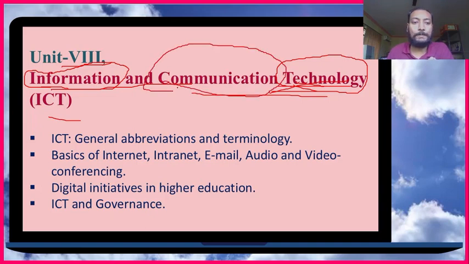For our UGC NET syllabus, there are 4 main points. A very small syllabus, but we need to look at it very deeply. First is ICT in general abbreviations and terminology. General abbreviations means general short forms. For example, if I write ICT, the full form is called Information and Communication Technology. The short form is known as an abbreviation, and the full terminology is Information and Communication Technology.